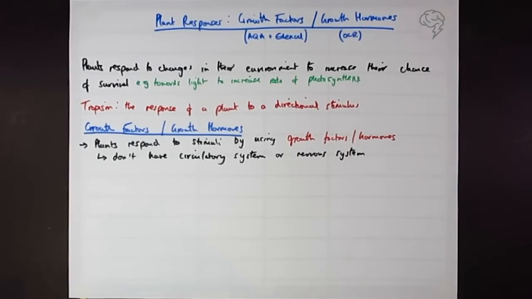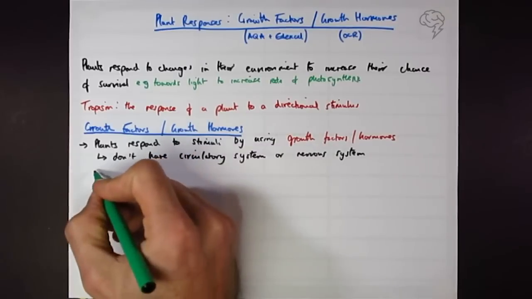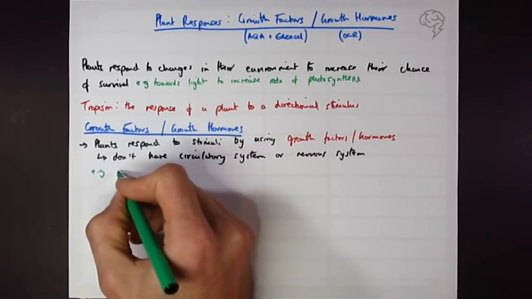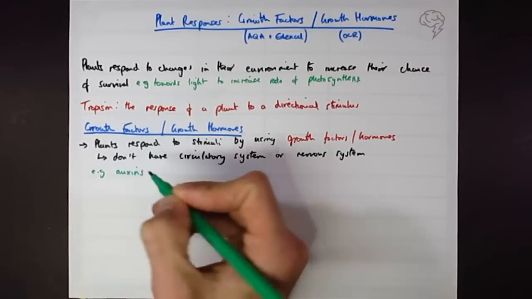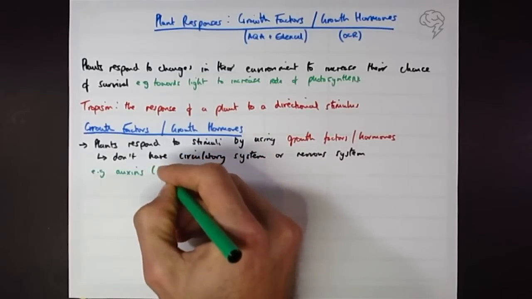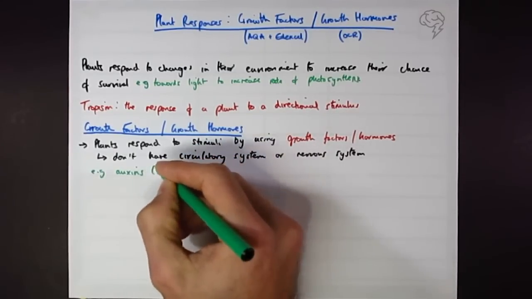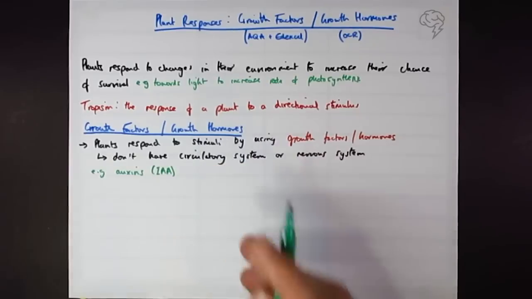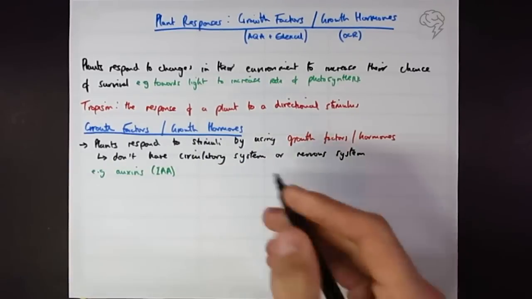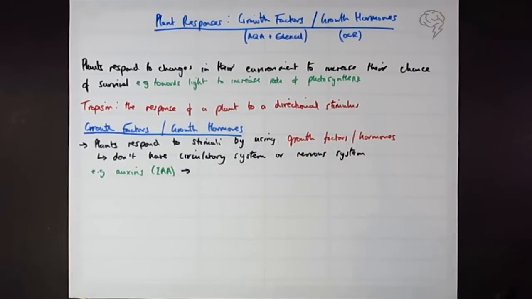So let's look at a couple of examples of what these compounds might be. We've got auxins, which are probably the most common that you're going to look at. Auxins, and specifically, we're going to look at this one called IAA. And these control, well, depending on what they're acting on, in shoots, they're going to cause cell elongation, and in roots, they're going to inhibit cell growth. So they do different things in different places.